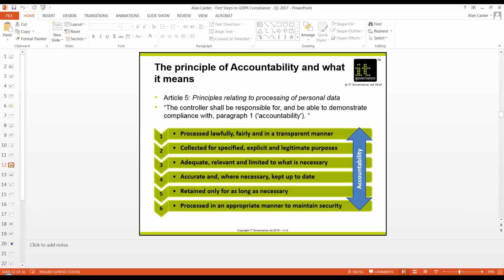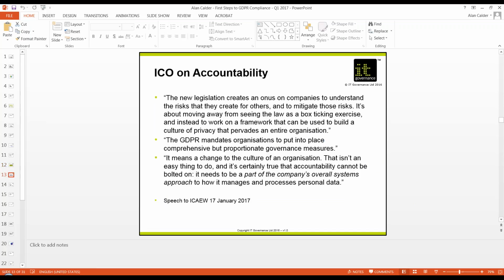Sitting across all of those principles is the 7th principle, almost a principle of accountability, and the GDPR says the controller is responsible for and must be able to demonstrate compliance with how it goes about processing personal data, how it makes itself accountable for the processing of personal data. And what the Information Commissioner said in late January is a good example of what the regulators mean by accountability. In a speech to the Institute of Chartered Accountants of England and Wales on the 17th of January, the Information Commissioner says that the purpose of this legislation is to get organizations to move away from the idea of data protection as being about box ticking and start thinking about a culture of privacy that pervades an entire organization.